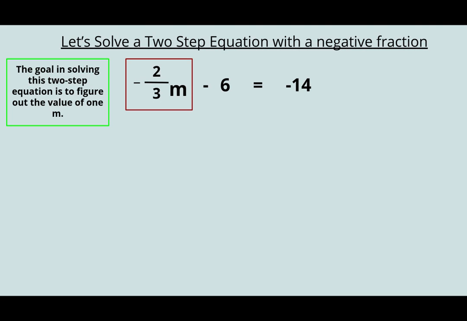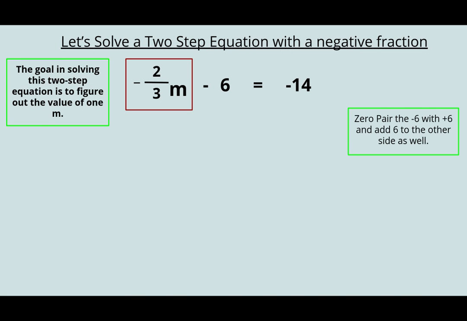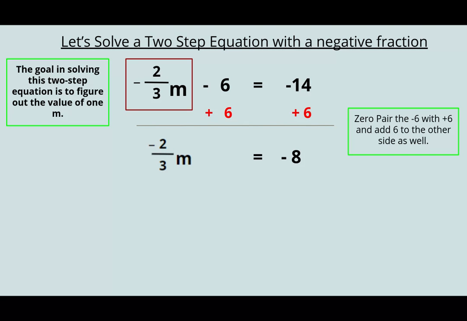Well, to figure that out, let's put a box around the coefficient and the variable. Okay, that's what the number next to the variable is called, the coefficient. We'll put a box around them, and then we're going to zero pair. We need to get rid of that minus 6. How do you get rid of minus 6? Well, you get rid of minus 6 by adding 6. But whatever you do on one side, you have to do to the other. Bring down what's left. What's left is negative 2/3 m equals negative 8.